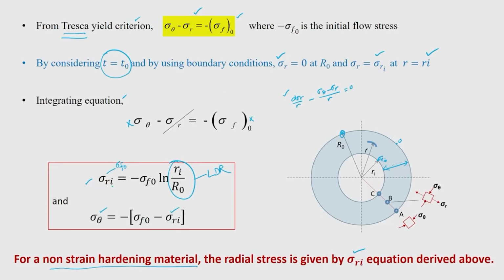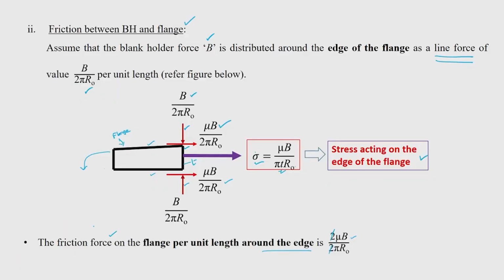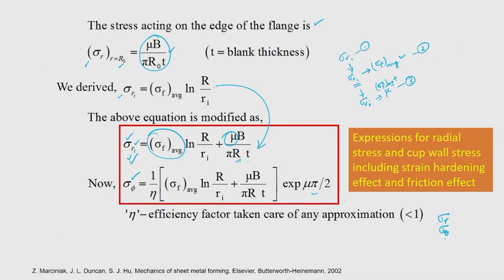Instead of this equation, you use the later equation into this to get sigma theta. So, what we have found out is sigma r we found out, sigma theta we found out, and then sigma phi also we found out from all these equations, with the effect of strain hardening and friction. So, these are expressions for radial stress and cup wall stress, including strain hardening effect and friction effect.